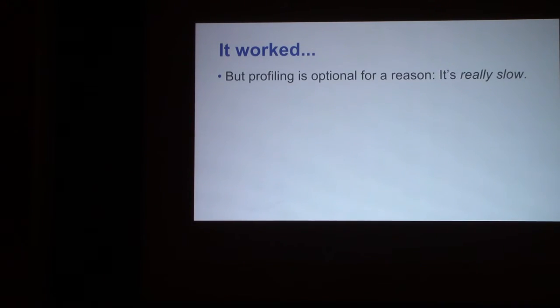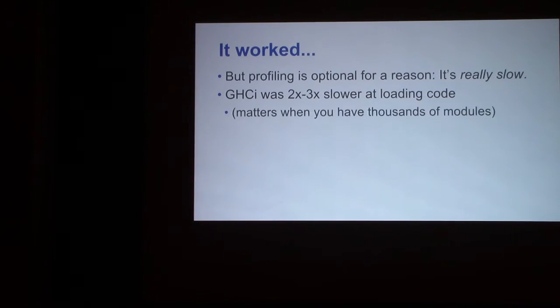But there's a problem. Profiling is optional for a reason. It's really, really slow. This made GHCi, when it's compiling code, when you're loading up code, 2 to 3 times slower than it was previously. And that's because of all the overhead of profiling. Profiling adds extra information to all of the heap objects, and it does extra work when it's calling functions so that it can maintain its call stack. And that's happening inside the compiler, as well as the interpreted code. So that's kind of a lot of wasted effort. And it really matters when you're loading thousands of modules into GHCi, which is what we do at Facebook.